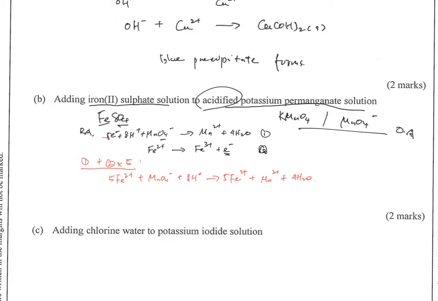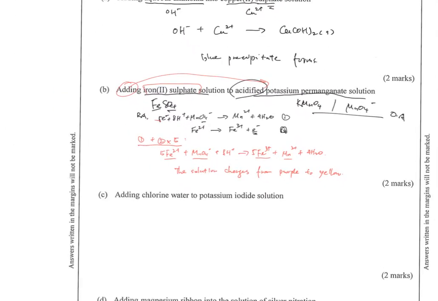And the observable change, you find that this is a pale green, this one is a purple. So for the reactant, you add this iron(II) sulfate to this one. Originally, suppose the purple color solution will be dominant, so the solution will change from purple. After that, this one is colorless, and this is iron 3+. Sorry, iron 3+ is yellow in color, so the solution changes from purple, which is dominant, right, to yellow. Okay. So this is then 2 marks, okay, 1 mark here, 1 mark here.